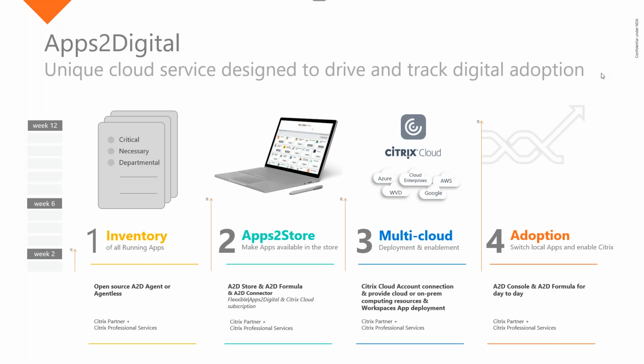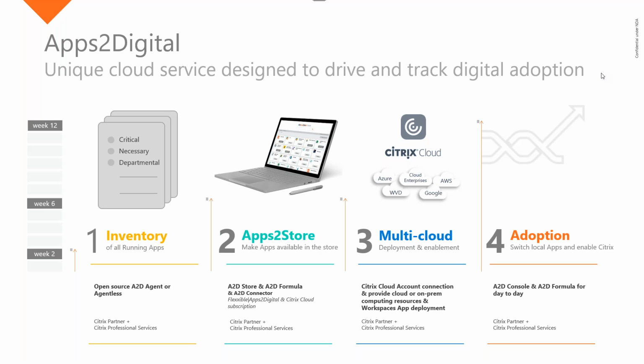And then multi-cloud is step 3. Once we get everything virtualized, we need somewhere to run it, and that's where multi-cloud comes in. So using the Apps to Digital connector that we discussed briefly in step 2, we're going to use that connector to connect into your local on-prem Citrix deployment, your Citrix Cloud Connector, which will then connect you into the cloud resources available through Citrix Cloud.